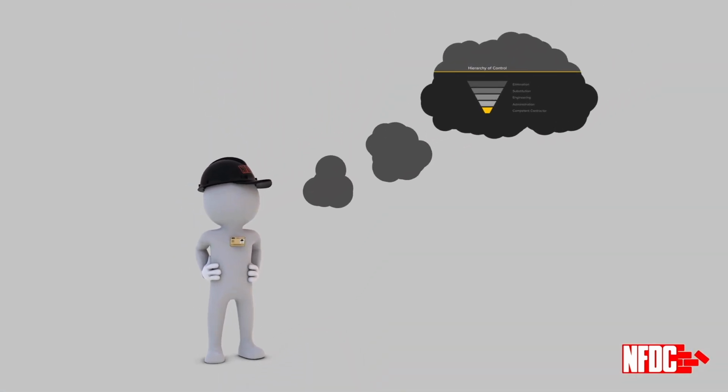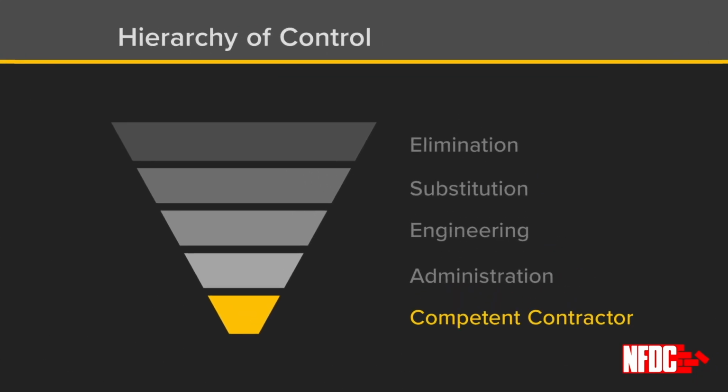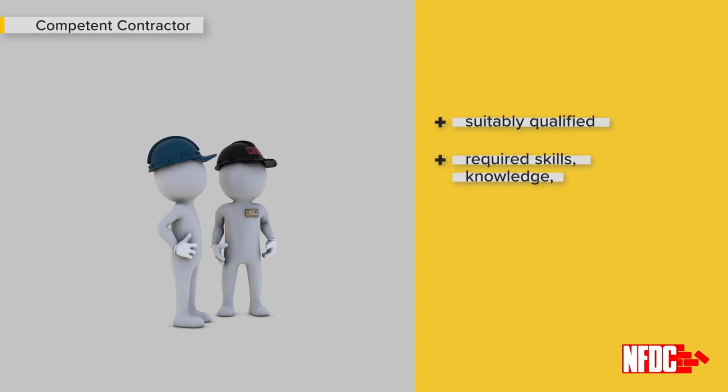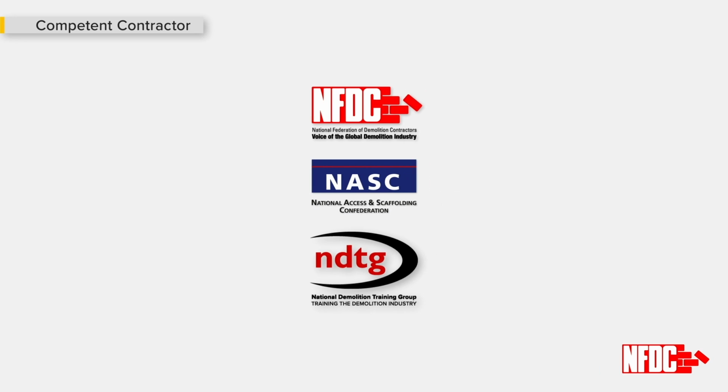The final control in the hierarchy is competent contractor, ensuring that the demolition professionals involved in decision-making and carrying out works are suitably qualified and can demonstrate the required skills, knowledge and abilities to execute the demolition works safely, appropriately and efficiently. For clarity regarding the required competence levels for performing such works, you can reach out to the NFDC, the NASC and the NDTG. These industry experts will point you in the right direction for guidance and training.